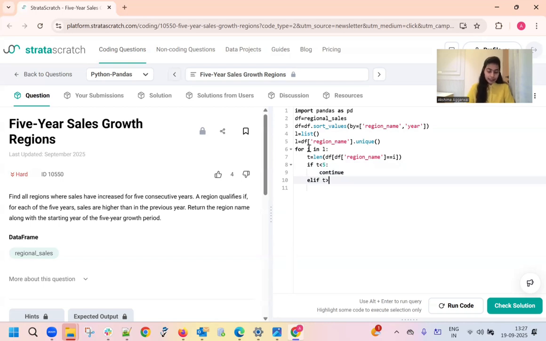If it is greater than 5, then we are going to consider the last 5 years by using the tail function. Okay. Now let's use the diff function.